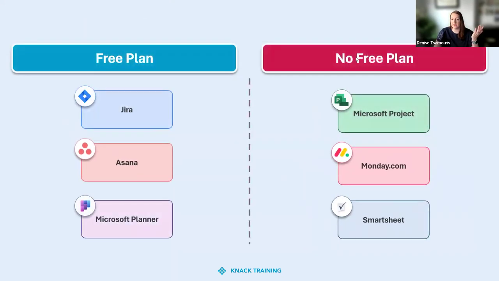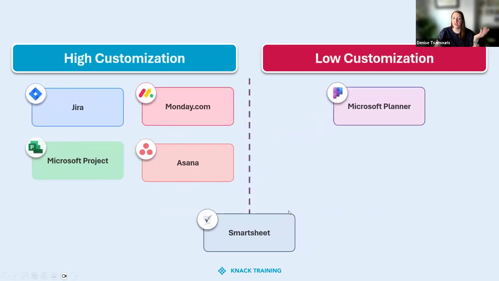So looking at these, Jira, Asana, and Microsoft Planner have free plans. Like I said, Planner is included with your 365. Project, Monday.com, and Smartsheet do not include free plans. On a customization level, Jira, Monday, Project, and Asana are highly customizable. Smartsheet's kind of there in the middle. And like I said, Planner is very low customization, but it does have some new things coming out.